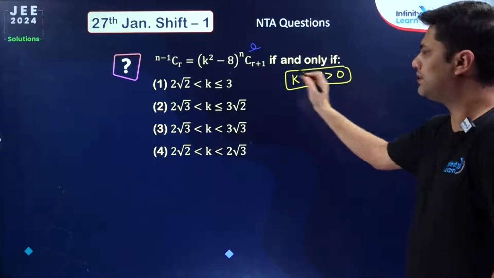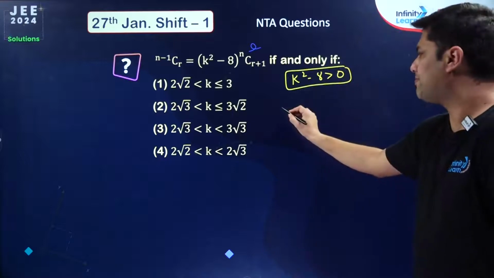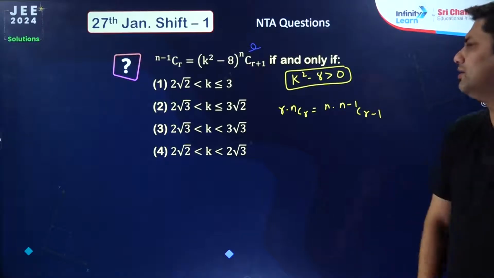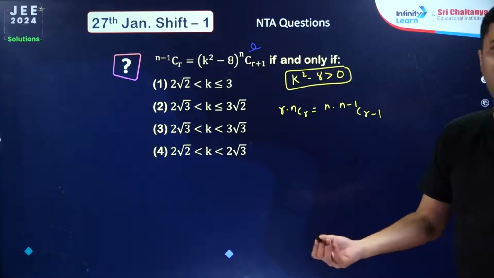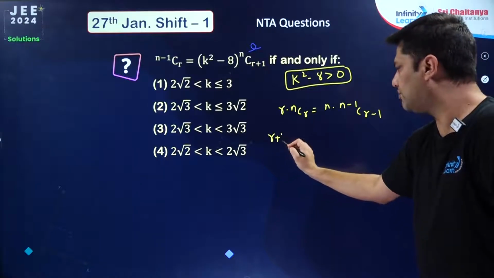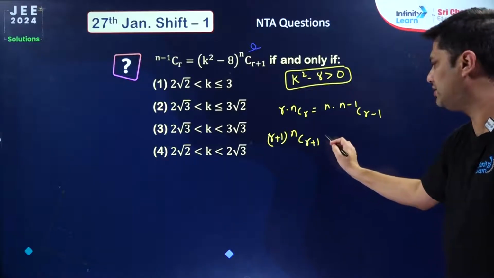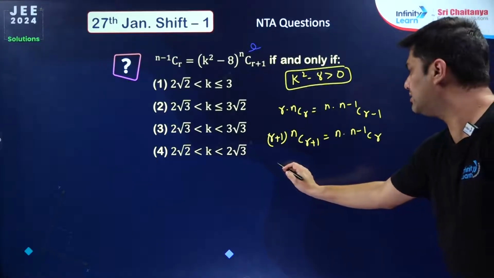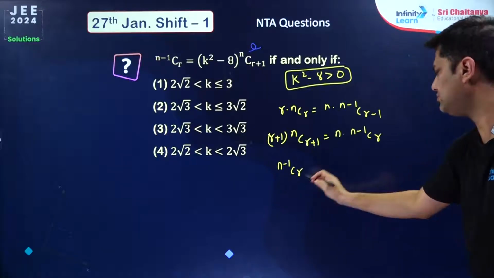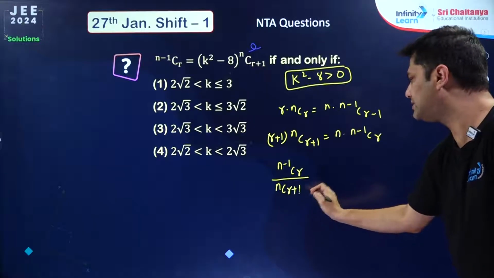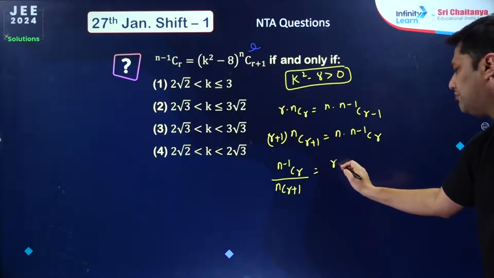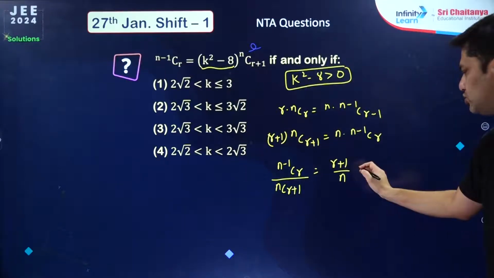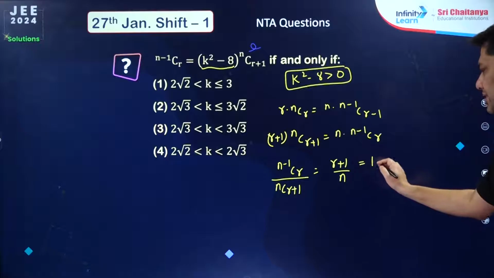This is the first equation, and the second equation will be, now you have a formula like R into NCR is same as N into N minus 1 CR minus 1. So if you replace R by R plus 1, this becomes NCR plus 1 and this becomes N into N minus 1 CR. So that means N minus 1 CR upon NCR plus 1 is same as R plus 1 upon N. And according to this formula, this is K square minus 8. So that is equal to K square minus 8.